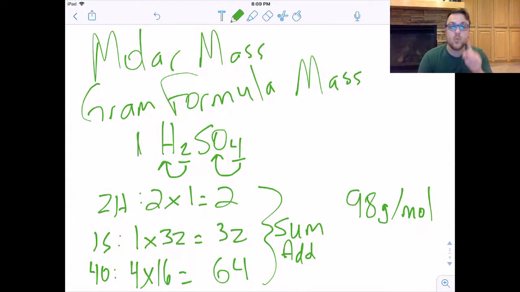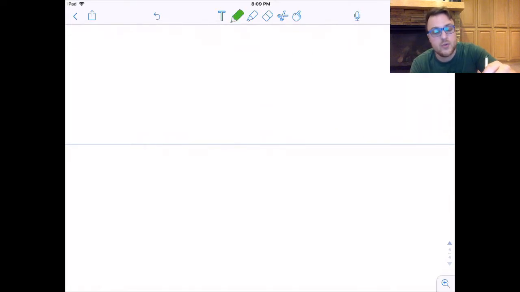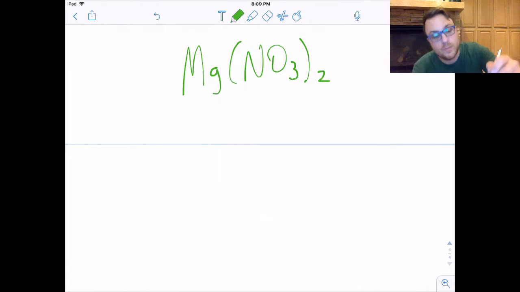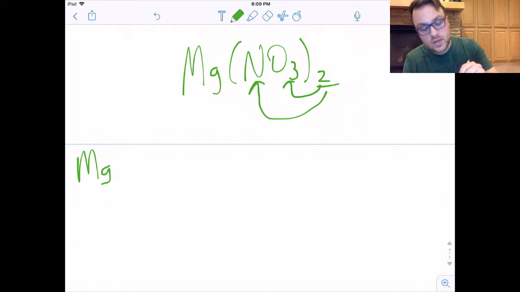Let's do one that has some parentheses. Let's say you had Mg(NO3)2. So again, the small numbers correspond to what is directly before it. But this number 2 has a parentheses directly before it. So that 2 includes the nitrogens and the 3 oxygens. So you can think of this as your 1 Mg, your 2 nitrogens, and 2 times 3 is 6 oxygens.